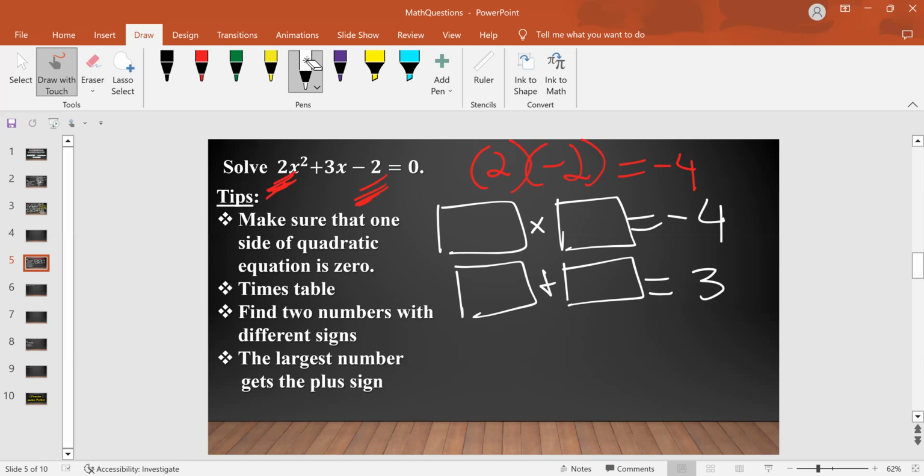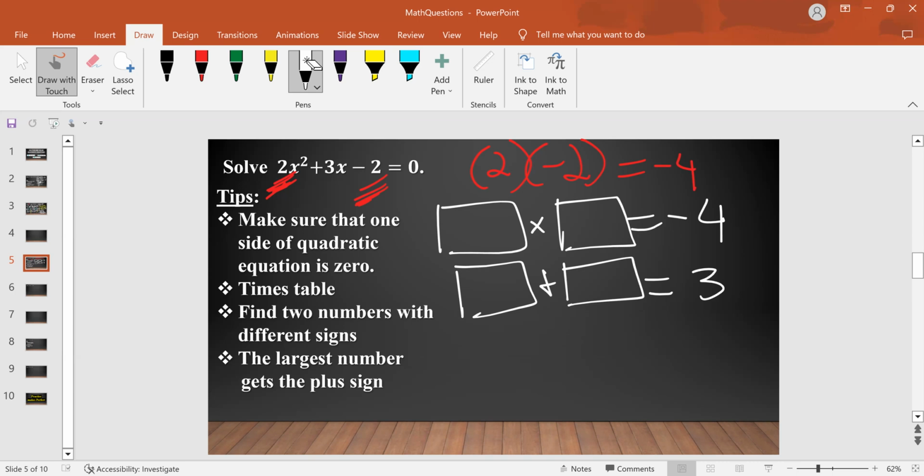So the difference between this equation and the previous one is that we have a coefficient for x squared which is not a 1. And for the multiplication part, when we find the two numbers, we have to make sure that the multiplication of the two numbers gives you the multiplication of the coefficient of x squared and that constant, that number without x. So in the tips here, they say make sure that one side of the quadratic equation is 0, which is the case. So no problem. Again, times table is important.